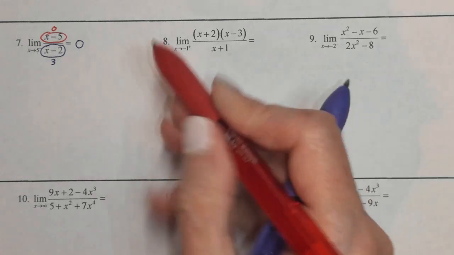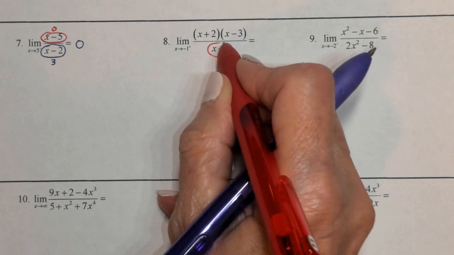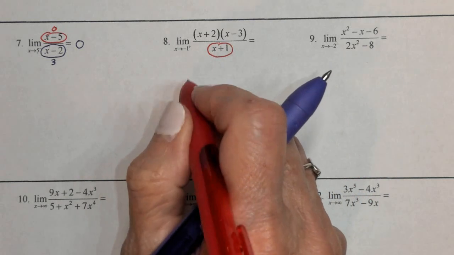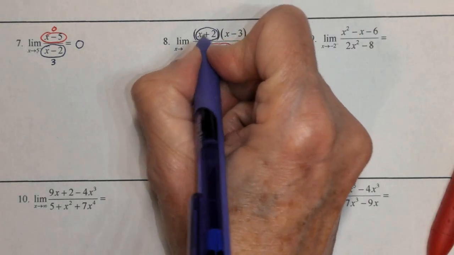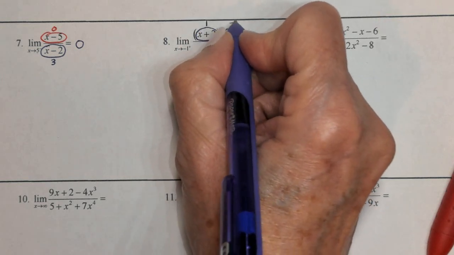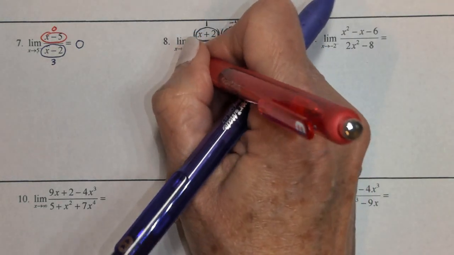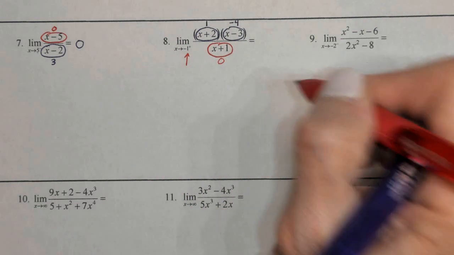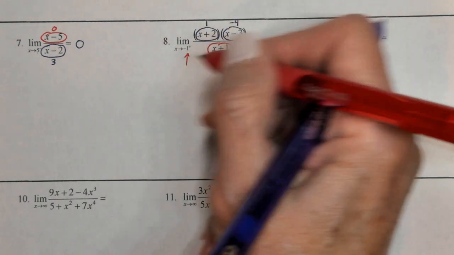Okay, over here. Negative 1 goes in for x. I have a 0. Up on top, though, negative 1 in for x, I have a 1. Negative 1 in for x, I have a negative 4. So I need to find out which one on the bottom. This is 0, but is it positive or negative? I'm approaching negative 1 from the right.